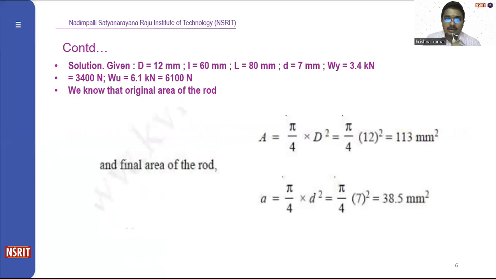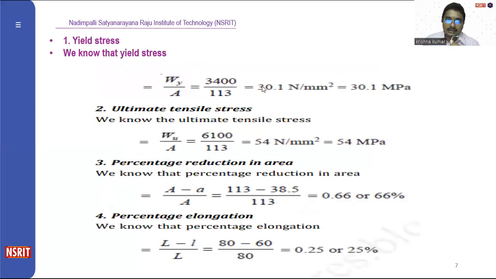So we have to write the given data. These are the dimensions, and from here we are going to calculate the area, which is equal to pi by 4 into the initial diameter capital D squared, 12 squared, and you get the area. After elongation, what is the final area? We calculate it as pi by 4 into small d squared. This also they have given, and from that we get the areas before and after, and then from that we calculate the yield stress. Yield stress they have given and the area we have taken, and the yield stress is nothing but 30.1 megapascals.